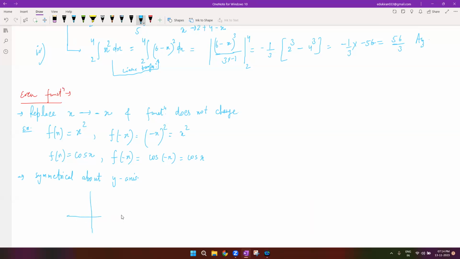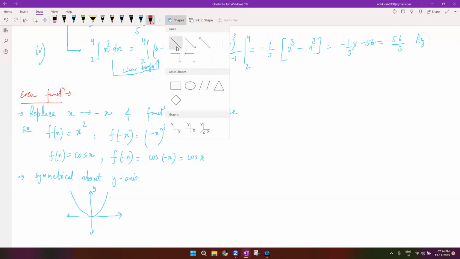For example, let's take the graph of x square. So the graph of x square is this, right? Now take this y-axis as the mirror. If this is the mirror, then both of them are mirror images of each other. So the image of the right hand side part will be this. This is the mirror image of the right hand side part, if you take the y-axis as a mirror. Right? So this is what we call an even function.